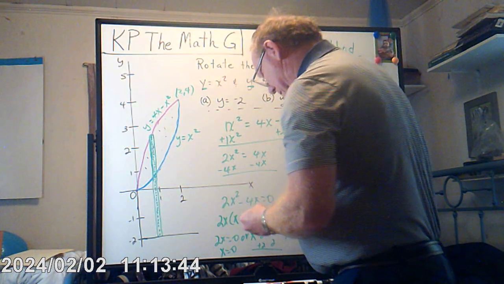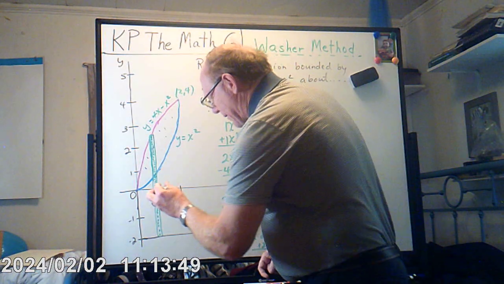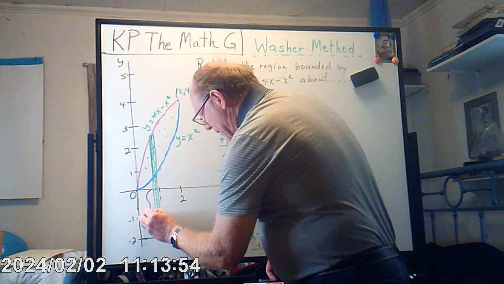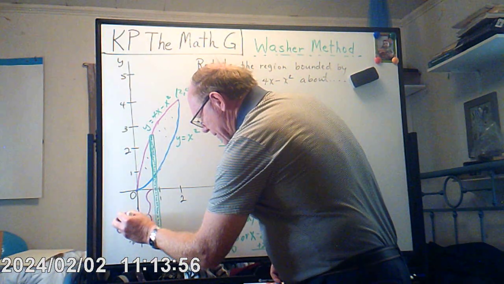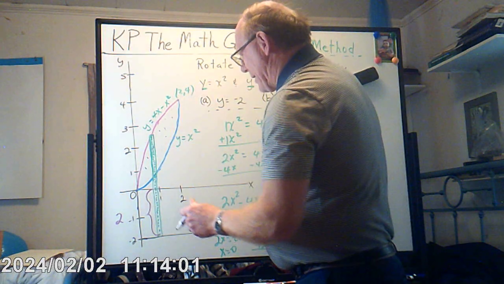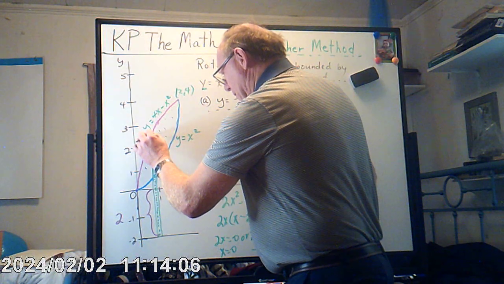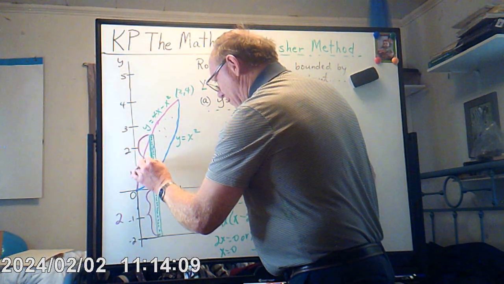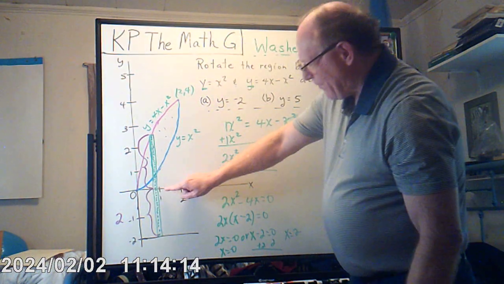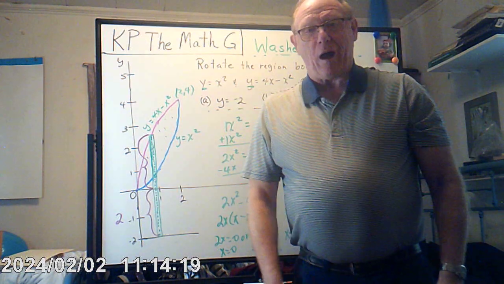So right here, this distance here is, of course, 2. How high is this distance from the x-axis to right here? How far is that distance? How far is it from here to here? And if you said y, that's correct.